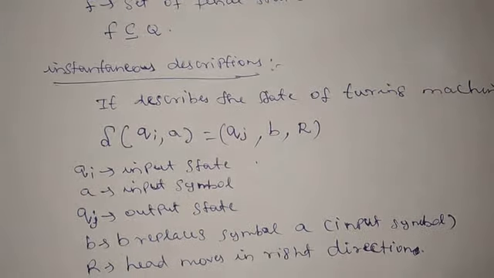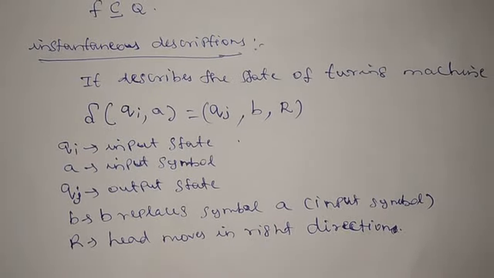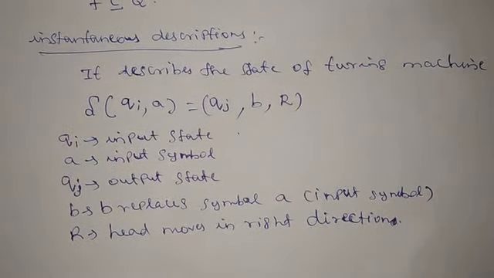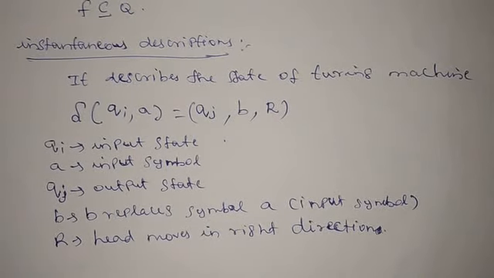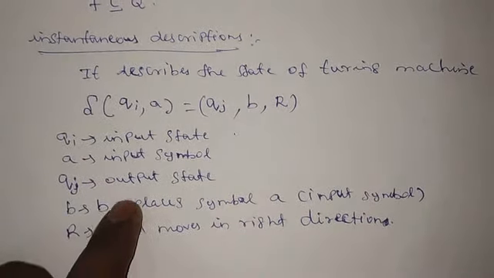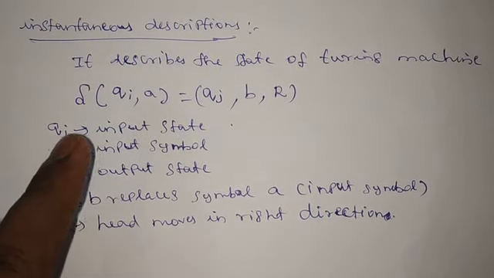Now we'll be discussing the most important topic, called instantaneous description. Instantaneous descriptions illustrate the state of a Turing machine. So what is meant by the state of the Turing machine, or instantaneous descriptions? You have a set of tuples here, and you can represent the transition of instantaneous descriptions.